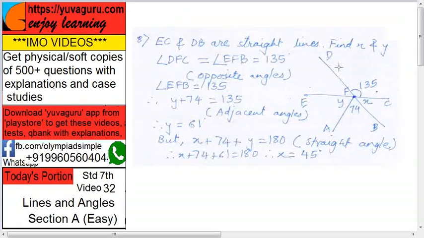In the given figure, EC and DB are straight lines intersecting at F. Okay. We have to find X and Y. Now this angle is given as 135 degrees. So X and Y, how to find it?